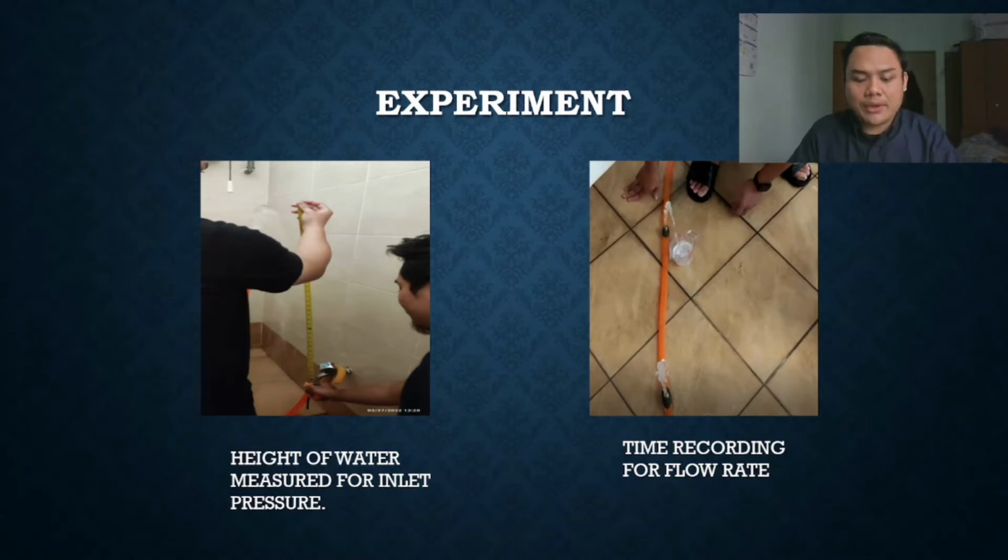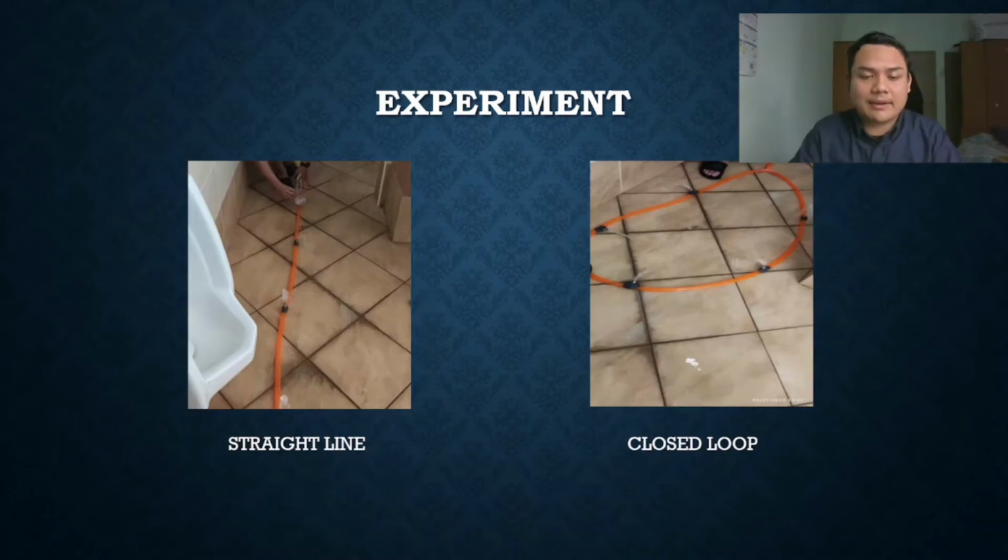Right after that, we use the same length to construct a straight line configuration, and then we put the stopper in the end of the line so that the water will not distract on each nozzle outlet. So we install 5 nozzles on the straight line, and after that we also record the flow rate for 100 ml of water.